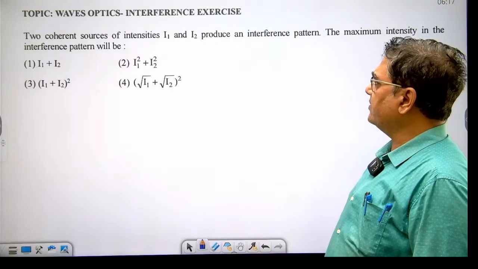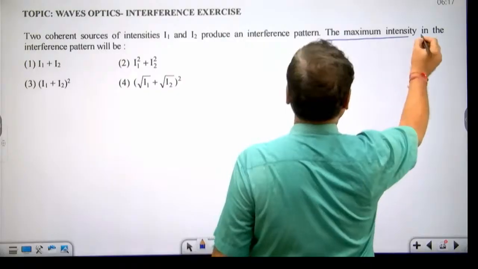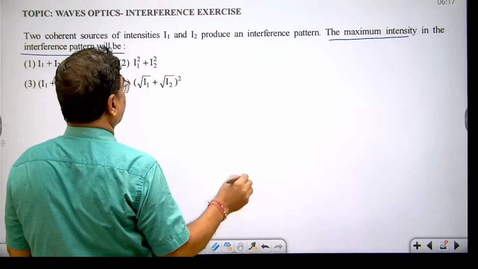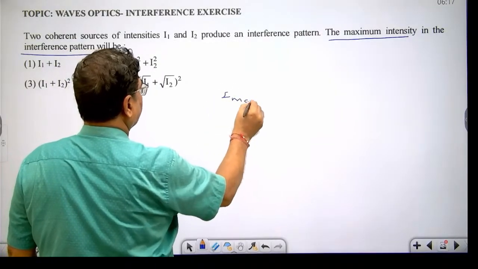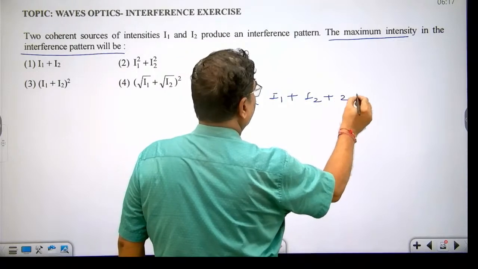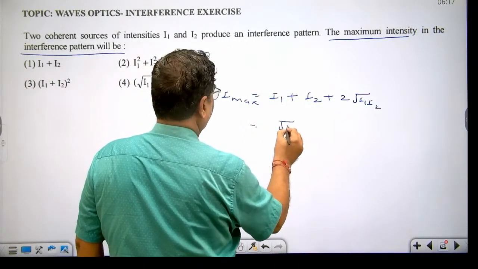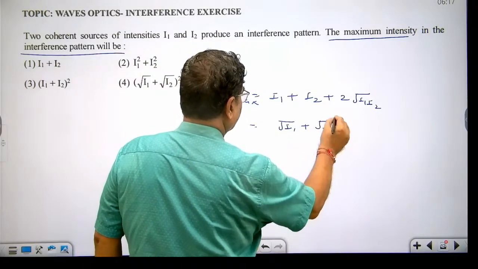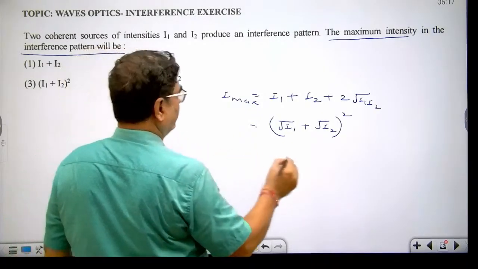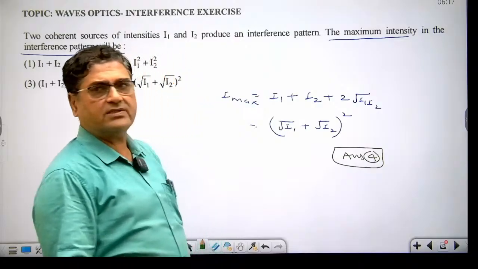Two coherent sources of intensities I1 and I2 produce an interference pattern. The maximum intensity in the interference pattern will be, maximum is what? I1 plus I2 plus 2 under root I1 I2. This is maximum, when the phase difference is 0. So this can be written as (under root I1 plus under root I2) whole square. So out of 4 choices, the correct choice is option 4.